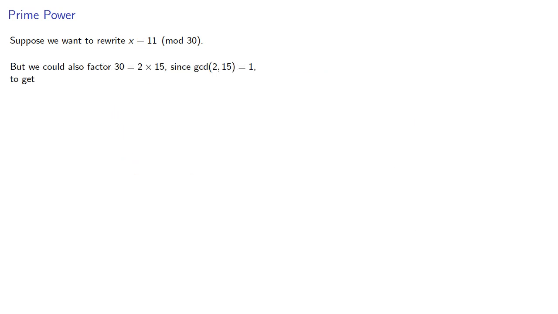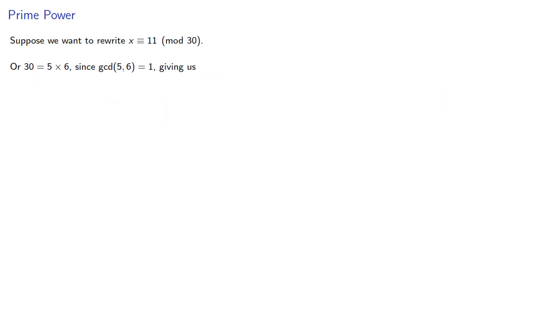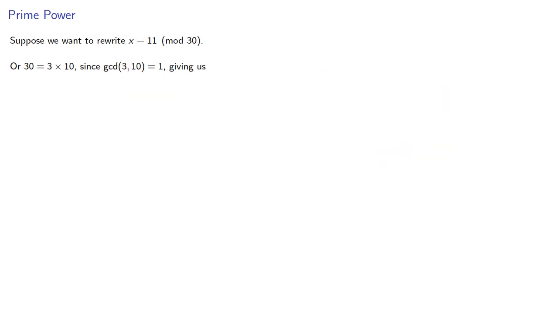But we could also factor 30 as 2 times 15, since again, here we have the greatest common divisor of our moduli as 1, and we have x congruent to 11 mod 2, which reduces down to 1 mod 2, and x congruent to 11 mod 15. Or we could use the factorization 5 times 6, and so 11 mod 5 becomes 1 mod 5, and 11 mod 6 becomes 5 mod 6. Or 30 is 3 times 10, and so 11 mod 3 becomes 2 mod 3, 11 mod 10 becomes 1 mod 10.